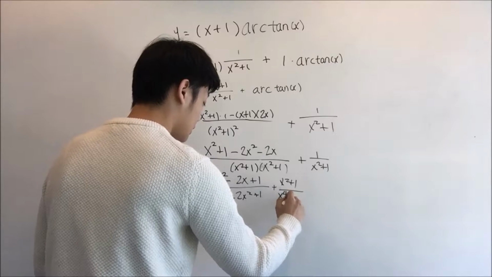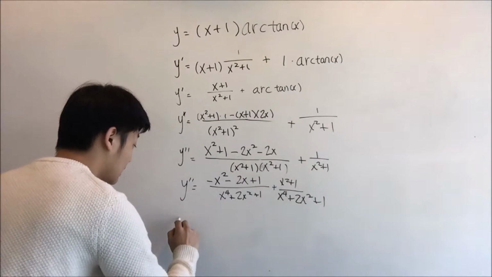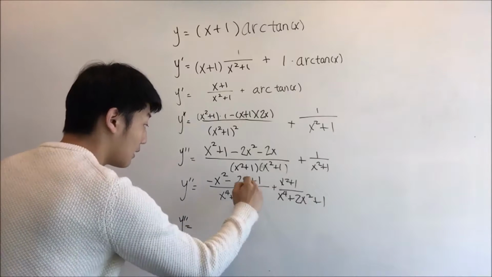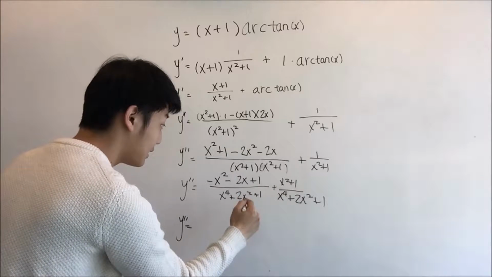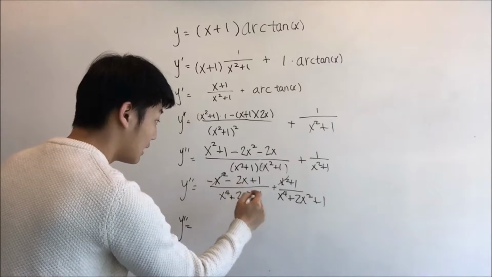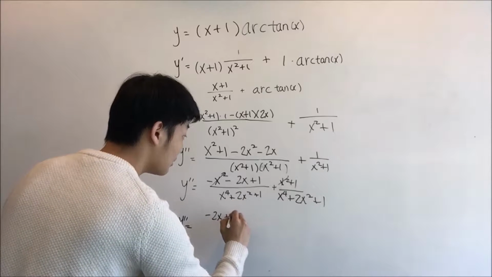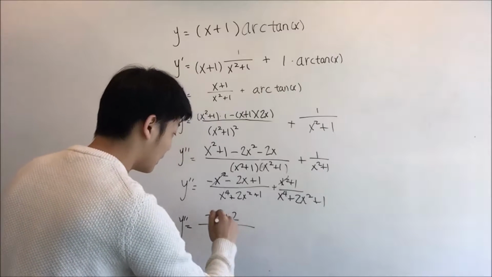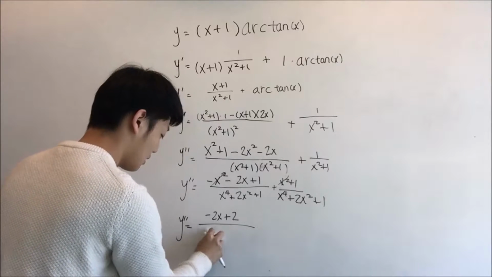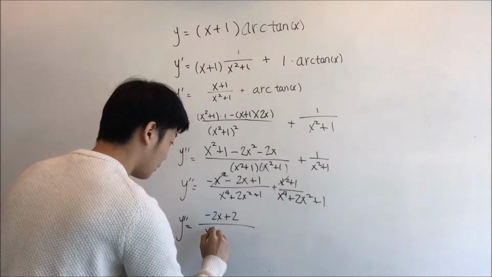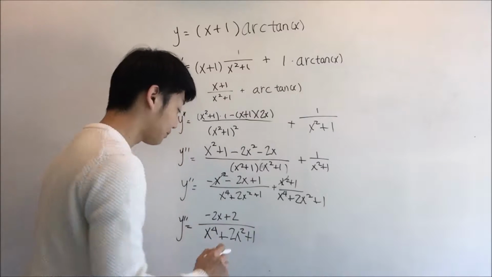x to the 4th plus 2x squared plus 1. And lastly, it will be, so we combine this, so this cancels out, and 2x plus 2 over 4x, keep writing. x to the 4th plus 2x squared plus 1.